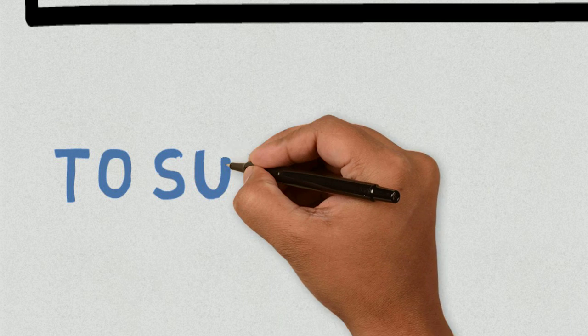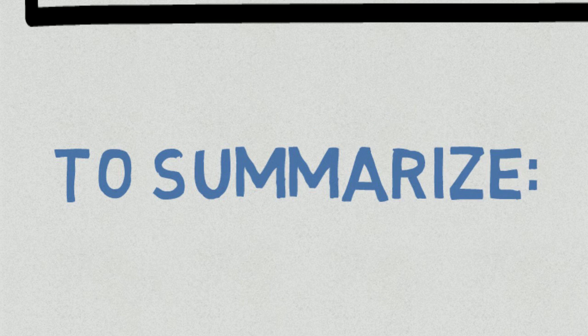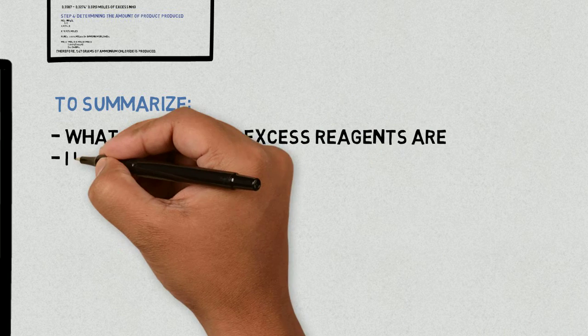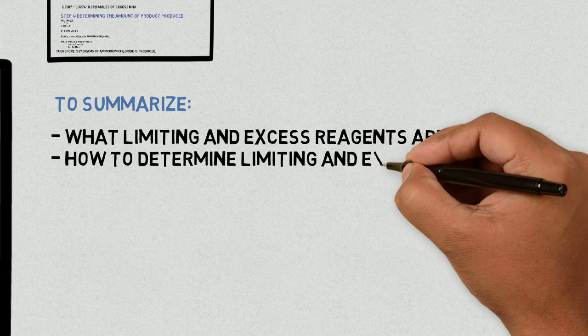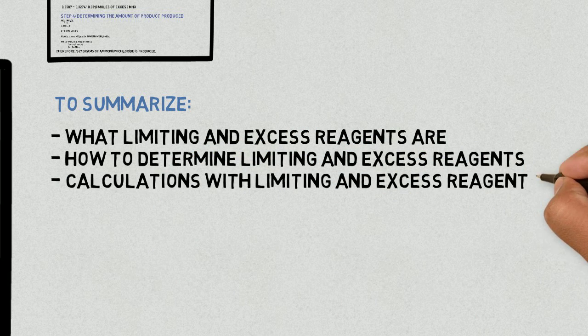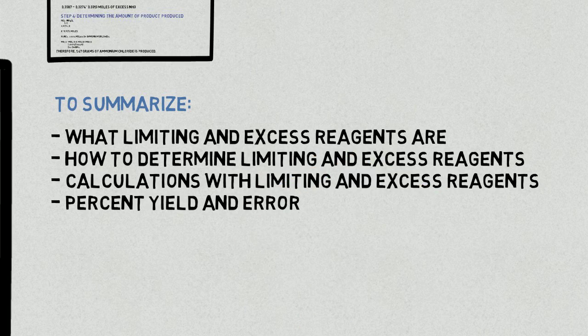In this lesson of Paul Academy, we talked about what limiting and excess reagents are, how to determine limiting and excess reagents when you're given chemical equations and the quantities of each of the reactants, and we learned how to perform calculations with limiting and excess reagents. We also learned how to calculate percent yield.